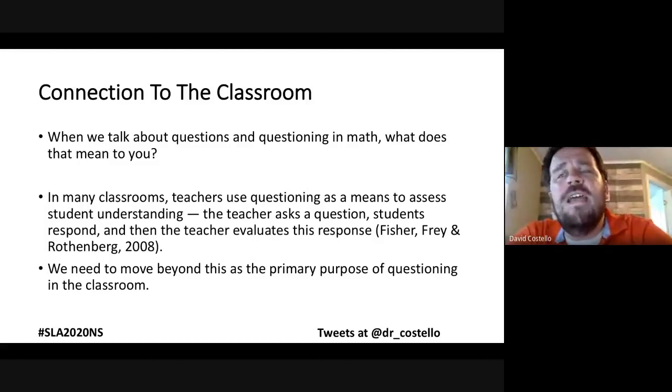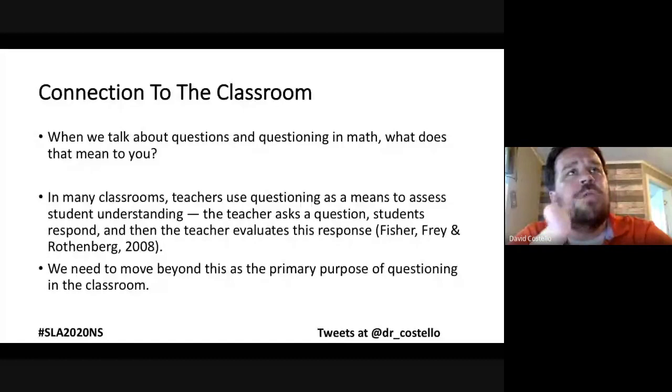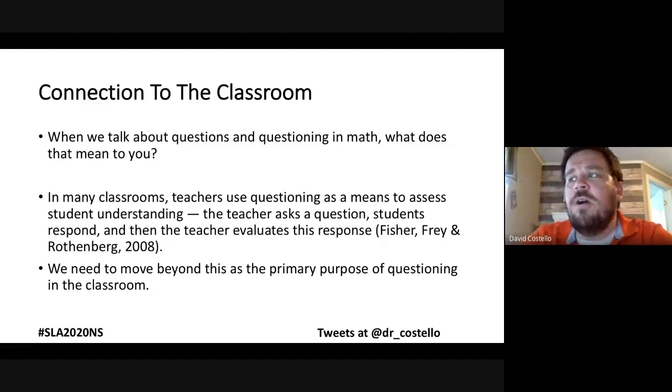And while I'm not saying this type of questioning isn't important, I'm really wanting us to move beyond this. I'm wanting us to move beyond using questioning just as a way to collect information from a student. And I know it's important for students to be questioners, but I want to go beyond questioning just as a way for students to collect information from others as well.